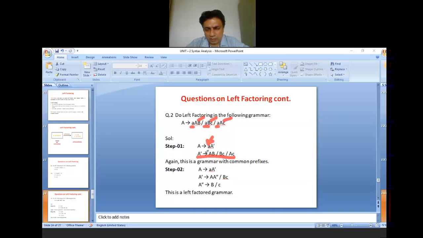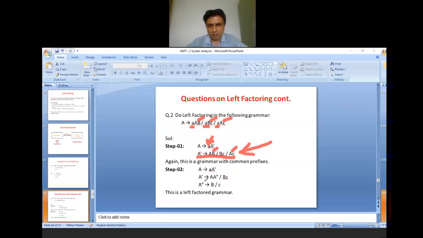Again this is the grammar. As you can see in this step, this also contains A dash produces ab and ac. Both these productions start with small a. So in this step we also have left factoring, so we need to eliminate the left factoring in this step as well. We need to apply our rules in this step as well.